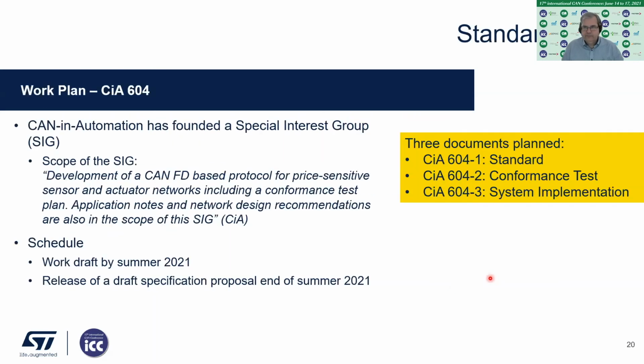Here's the work plan from CAN Automation. We have founded a special interest group, and this is the scope of the SIG that developed this kind of network. The schedule is that we expect a working draft by summer 2021. In fact, yesterday we agreed that we have a release candidate at least. So we have two more weeks for review. Then we think that we can take the current standard, 604-1, into a release state. We are very optimistic on that, unless there is a veto within the next 2 weeks.